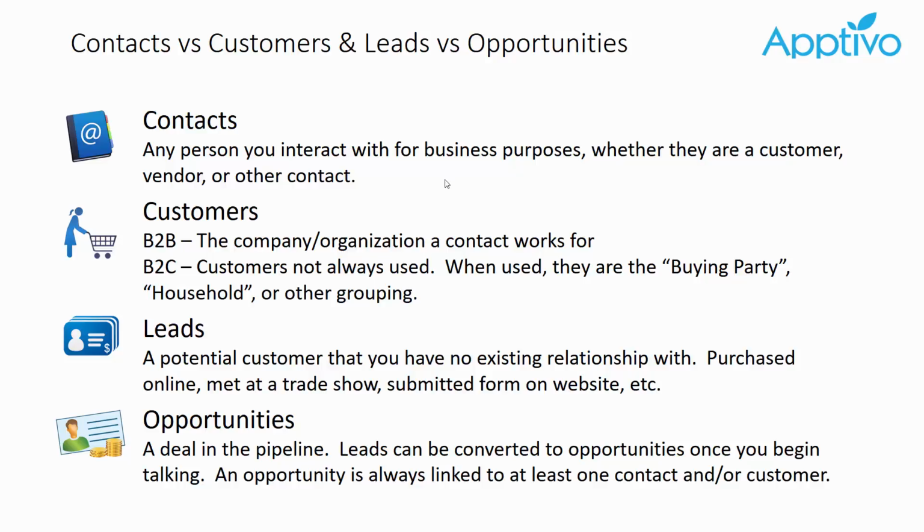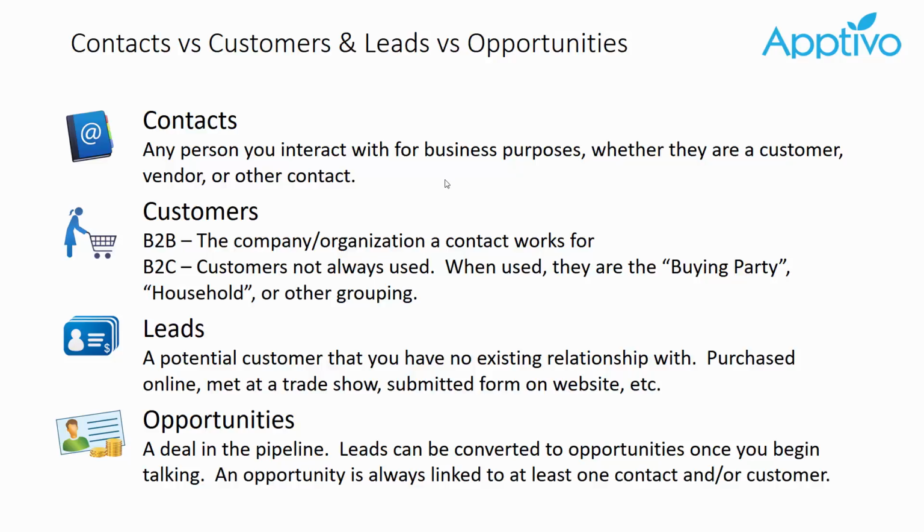Now, customers, this is where it gets a little bit different. First of all, not everybody tracks a contact versus a customer. If you're a business-to-business organization, you almost certainly will. You will have organizations who are the customers, like the company itself is a customer. So they have a business address, business phone number, things like that. And then you have the contacts, the people who work for that business. It's a clear relationship for B2B.